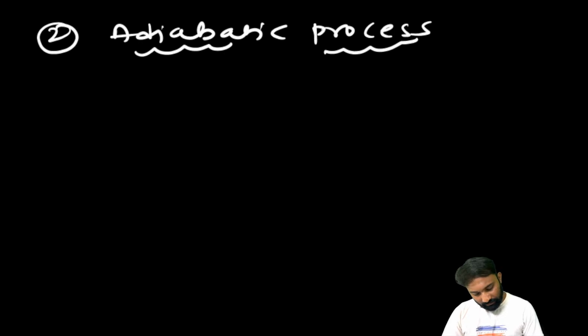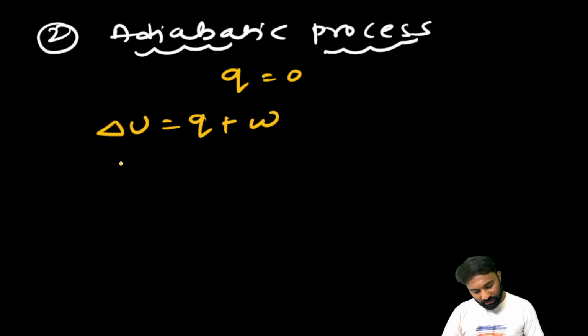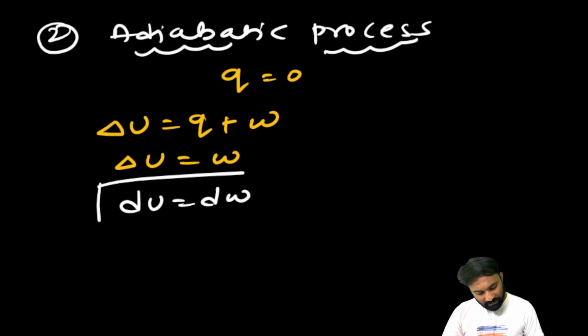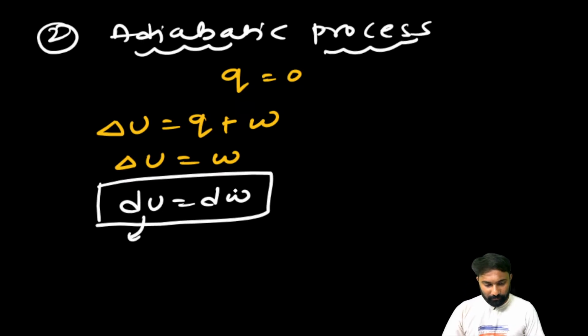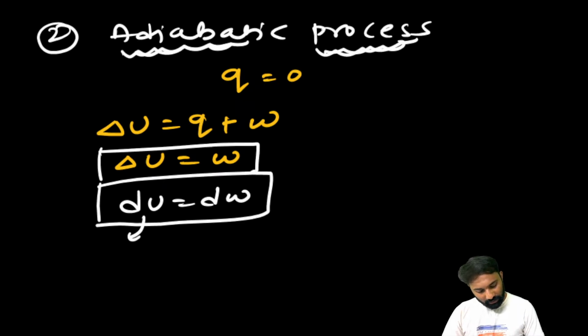In the adiabatic process, if the heat is constant, now according to the first law of thermodynamics, delta U is equal to Q plus W. If Q is 0, delta U is equal to W, right? For a small change, dU is equal to dW. Means by utilizing some internal energy, the system is doing the work, right? So according to the first law in the adiabatic process, dU will be equal to W, right?